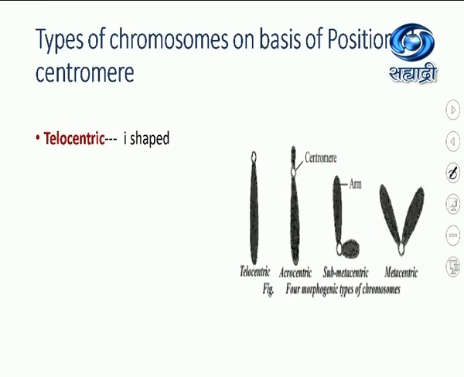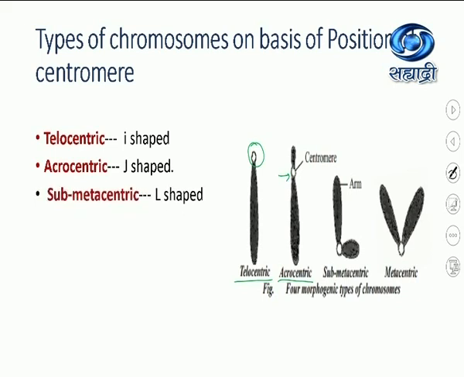First is telocentric. Look at this picture. Telocentric: the centromere is at the tip, and so only one arm is seen. It is an I-shaped chromosome. Listen carefully, students. The I-shaped chromosome is telocentric. The centromere is at the tip, at the end. Only one arm is there. Acrocentric: the centromere is towards the end. Very important, near the end, not at the end. Therefore, it appears J-shaped. Such a chromosome is called an acrocentric chromosome.